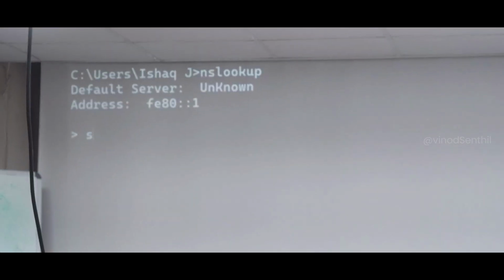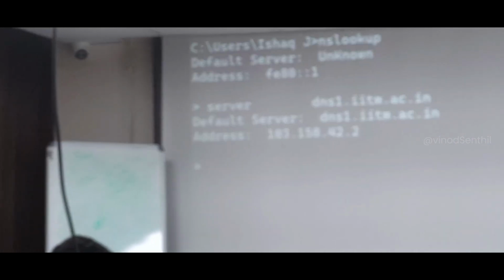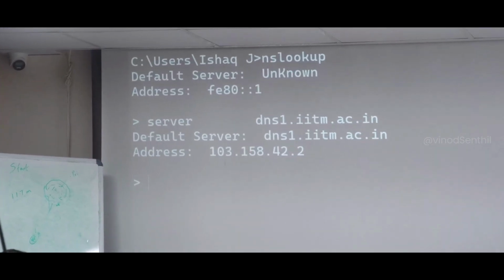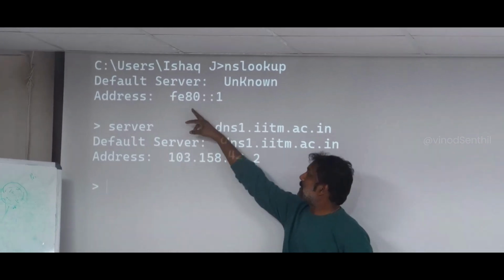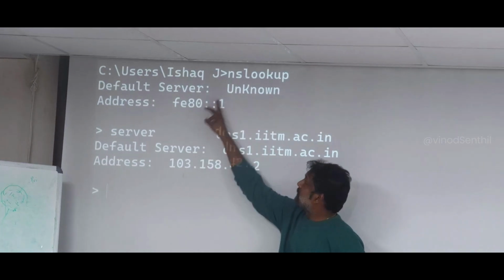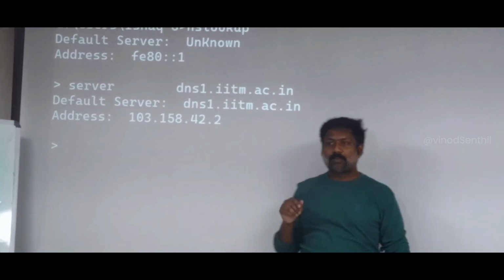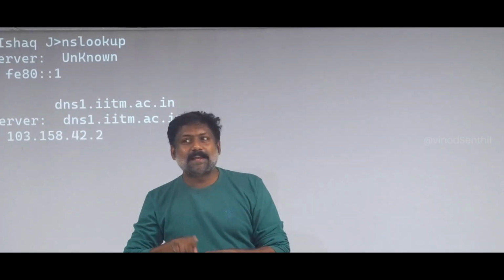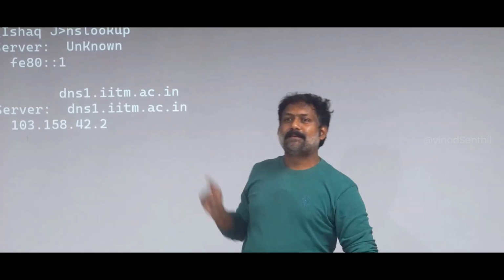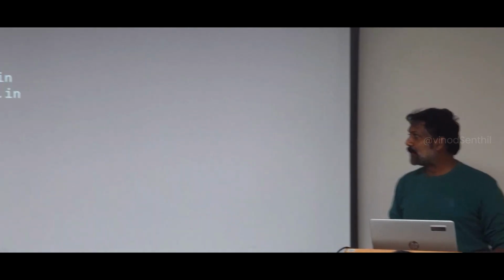I'm copying this, right? I'm going to say server, paste, enter. See, now it has set this as the default server. Earlier, look, the default server was unknown. Now the default server became this one; for the nslookup application right now the DNS server is that one. You understand what I'm saying? Yes or no? Okay, now having said that, look at this.